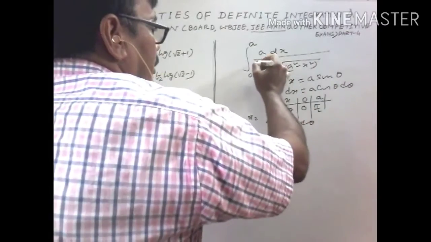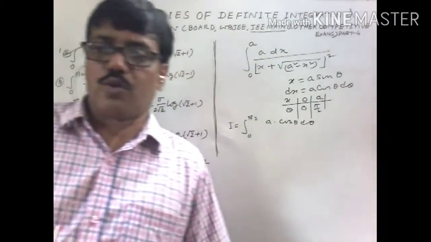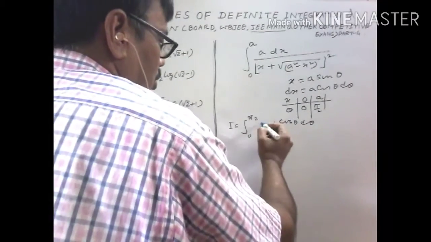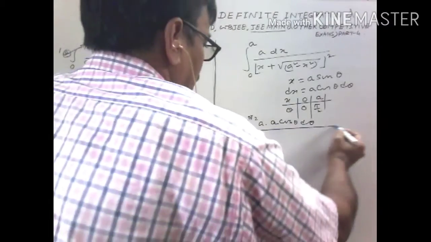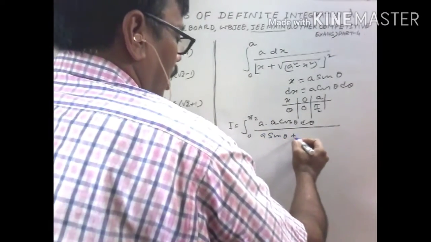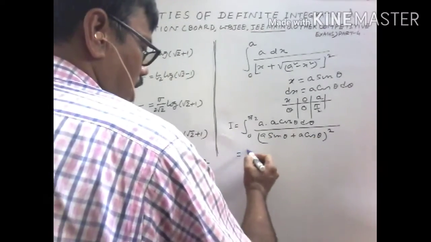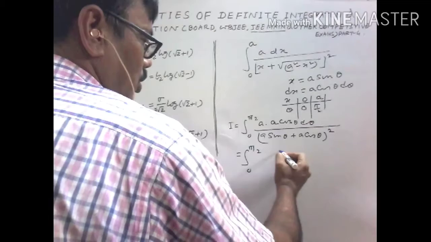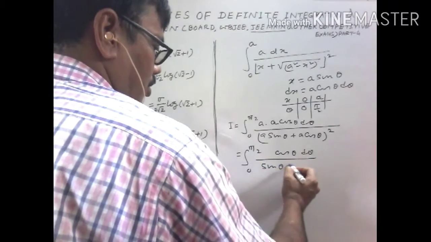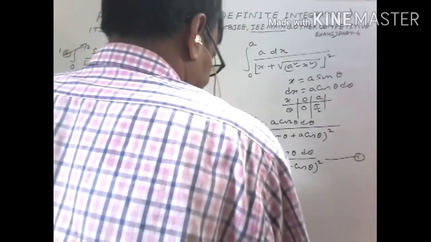So the problem is like that, total whole square. So a dx equals a cos theta d theta, and there is one a at the beginning. So a sin theta plus a cos theta whole square. So a square is cancelling out. So cos theta d theta by sin theta plus cos theta whole square. Call it 1.